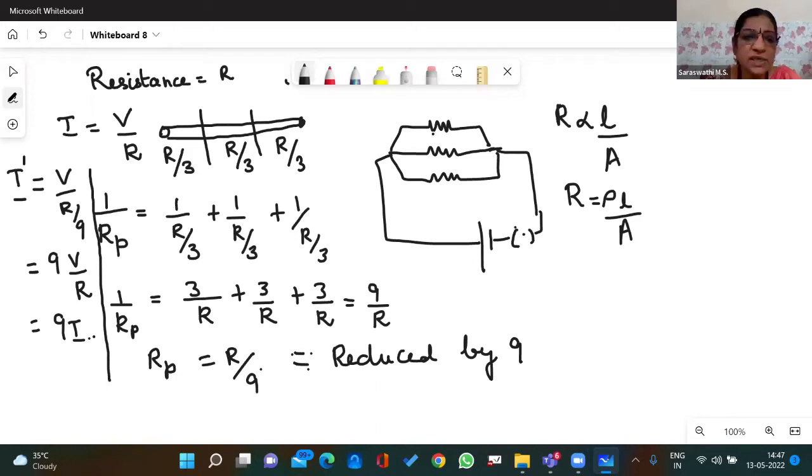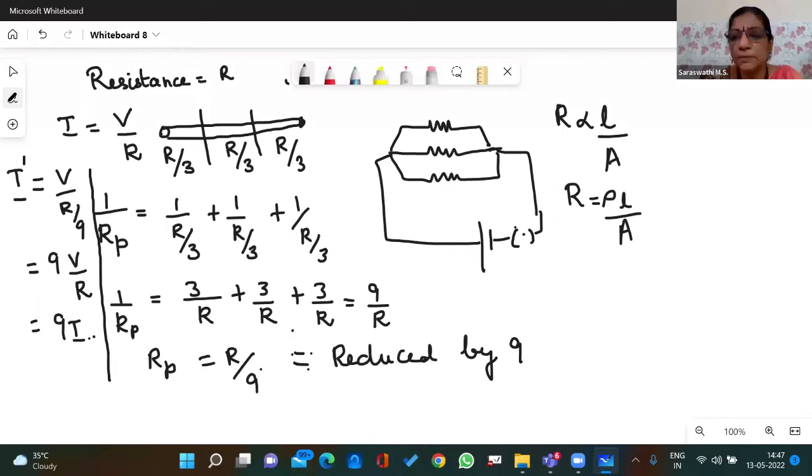So the current flowing through each resistor will be 3I. 3I, 3I. The total current will be 9I. Is it clear? So I1 plus I2 plus I3 will be 3I plus 3I plus 3I. When you add all of them, you will get 9I. Clear?